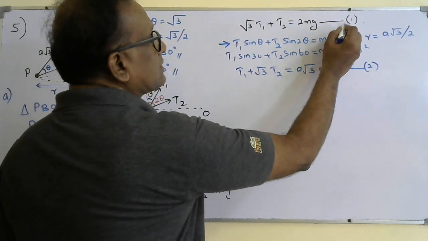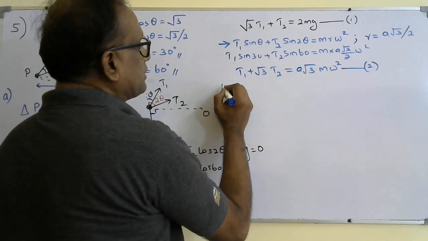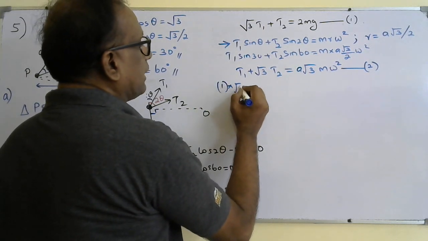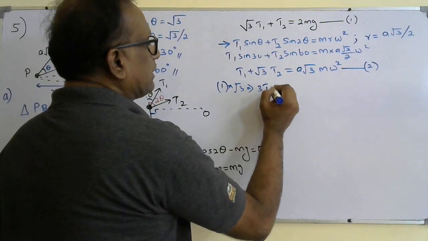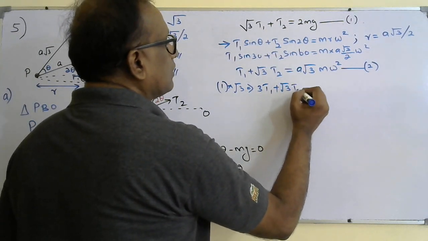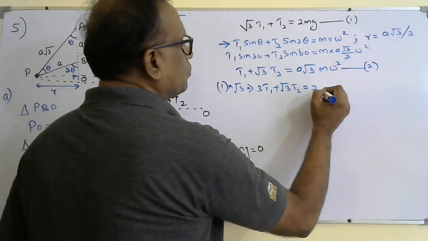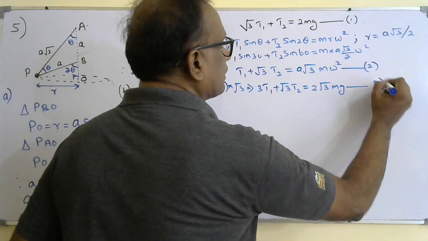So multiply first equation by root 3. So this will get it. If you multiply first equation by root 3, you will get root 3 into root 3, 3 T1 plus root 3 T2 equal to root 3 mg. That will be the third equation.